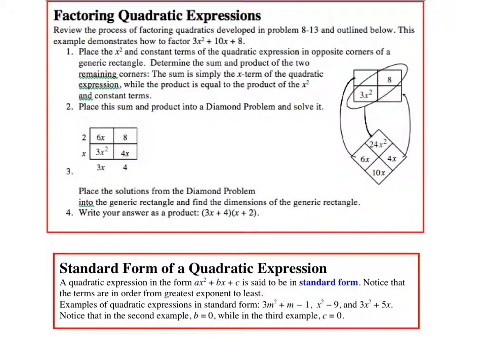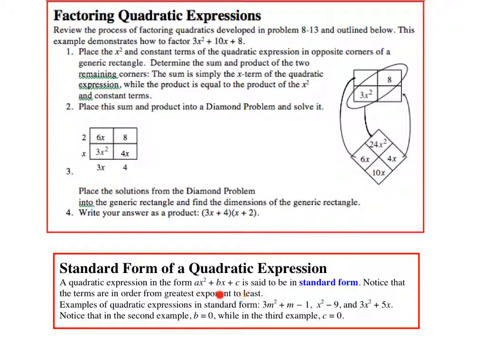So to recap the process of factoring quadratic expressions, you place the x squared and the constant terms in the opposite corners of a generic rectangle. You determine the sum and the product of the two remaining corners. The sum is simply the x term, the middle term, in the quadratic expression. So that's what goes down here. The product is equal to the product of your first and last term. So find the product of this diagonal, and that's what goes here. Then you solve the diamond problem and fill those in the missing spots in the generic rectangle. Factor out every row and every column, and then write out your final answer.